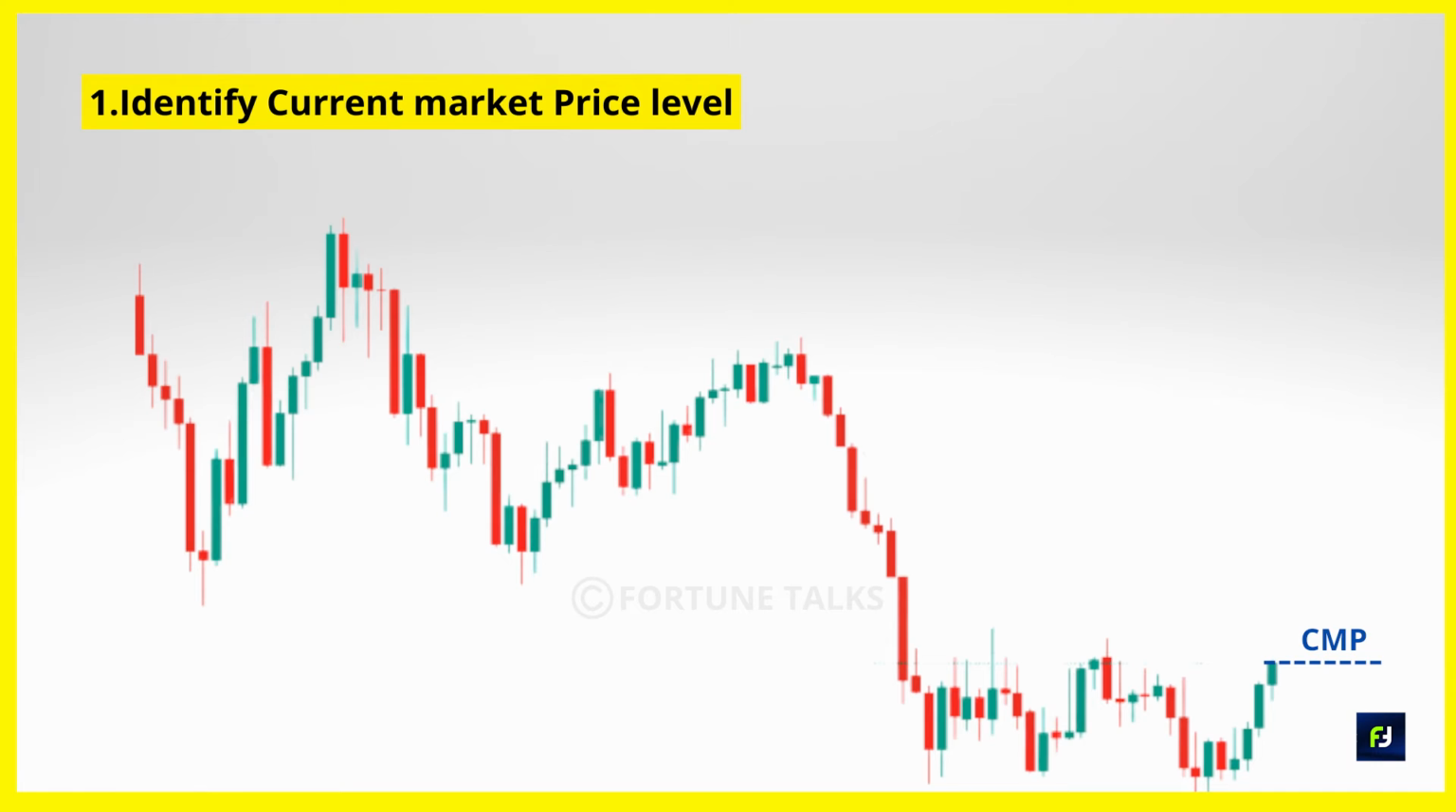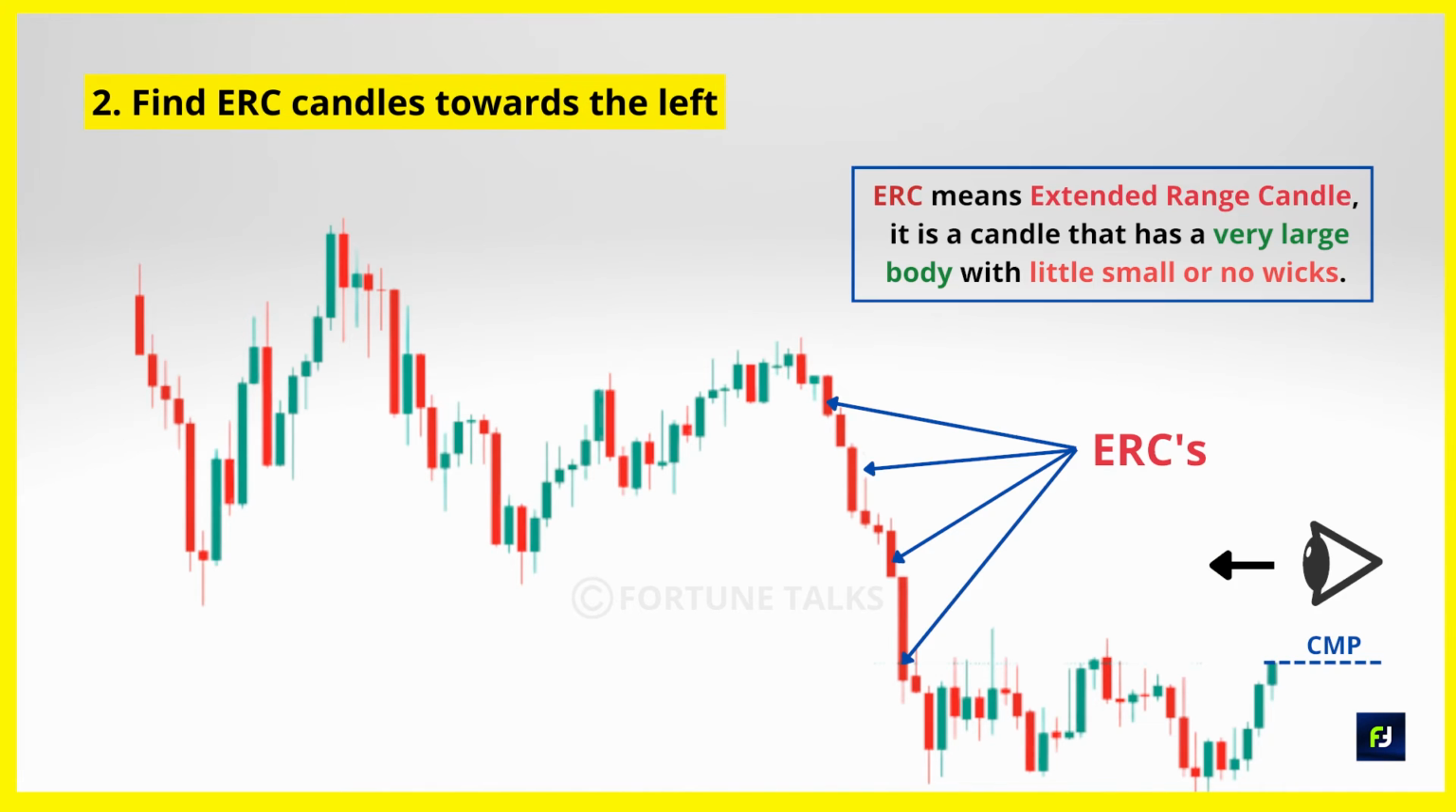The first step is to identify the current market price level. So this is the easiest step. All we have to do is to start off by identifying the current market price. The second step is to look to the left from the current market price to find extended range candles in the last drop or rally. So in this step, we need to find ERC type of candles.